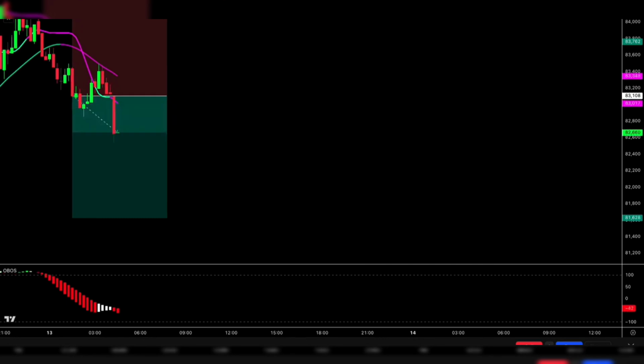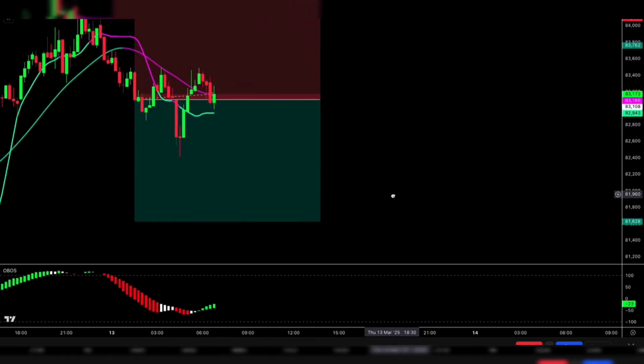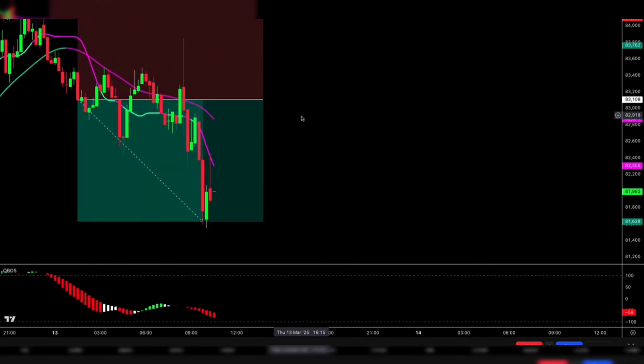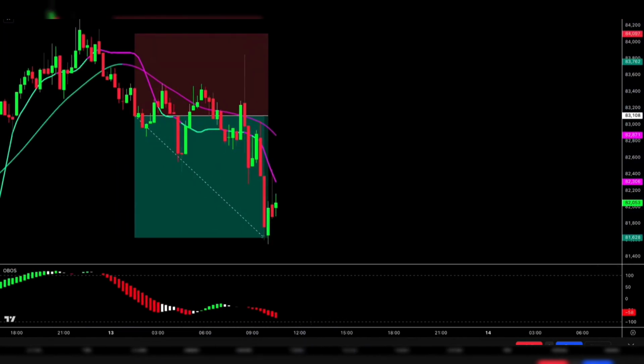This trade is running in profit. The market has completely hit the target. I hope you must have understood this trading strategy. Let's find the next trade.